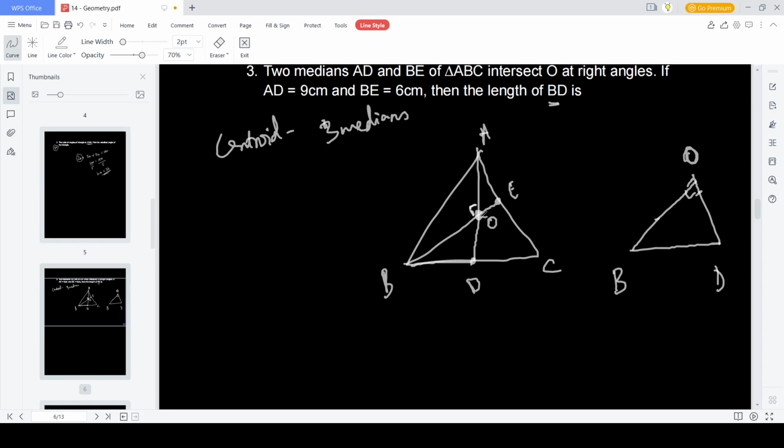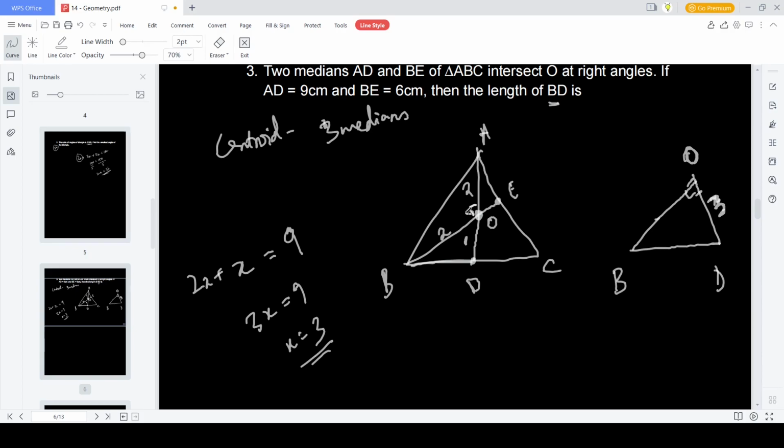Okay, the centroid always divides the median. This is AD is a median, BE is a median in the ratio 2:1. So if this is the ratio 2:1, that means 2x plus x in this AD is equal to 3x. That is 9. 3x is equal to 9, so x is equal to 3. So is DO equal to 3? Because this was x, right? So this is equal to 3.